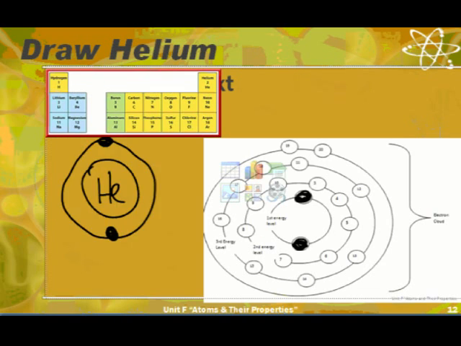helium. Helium has 2 protons. Thus, to be electrically neutral, it must have 2 electrons. By using the map, we see that we have the full first energy level, and we can draw helium just like so.